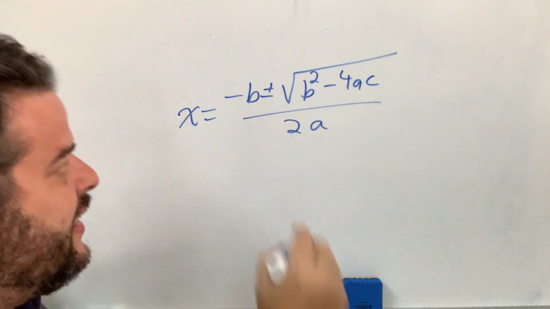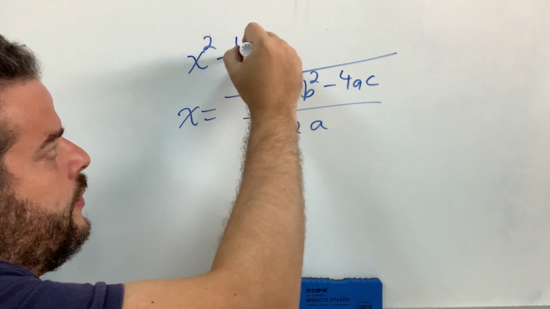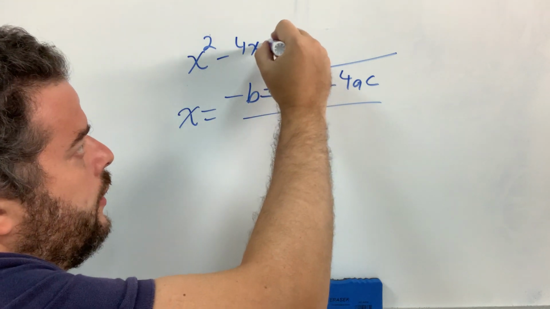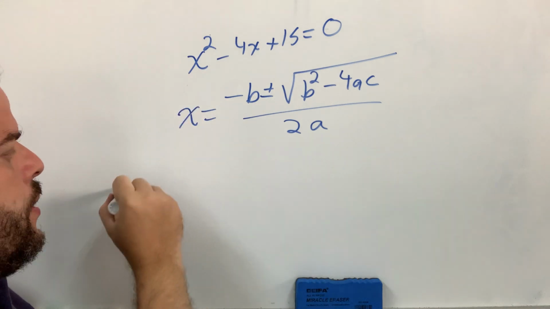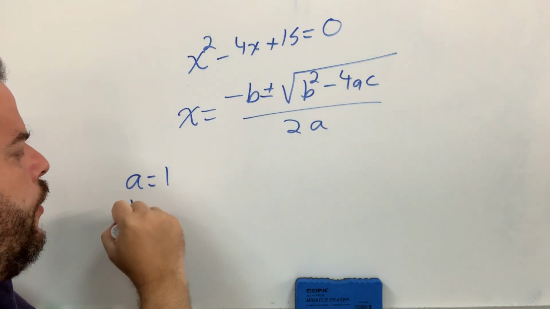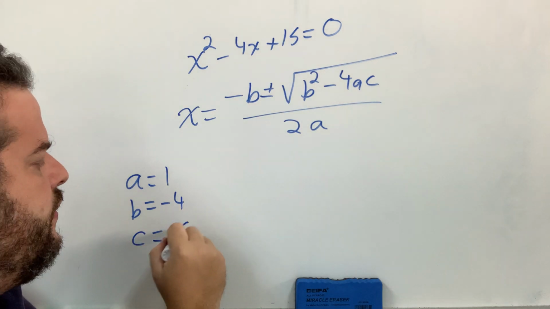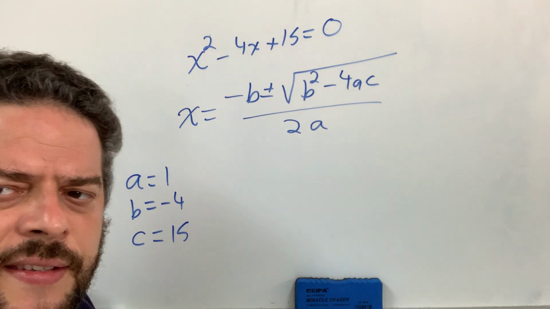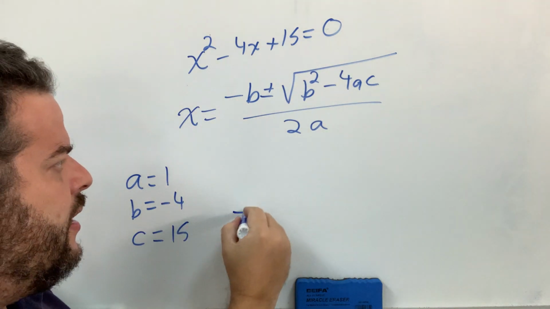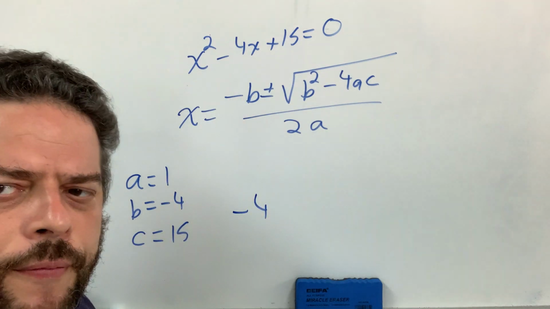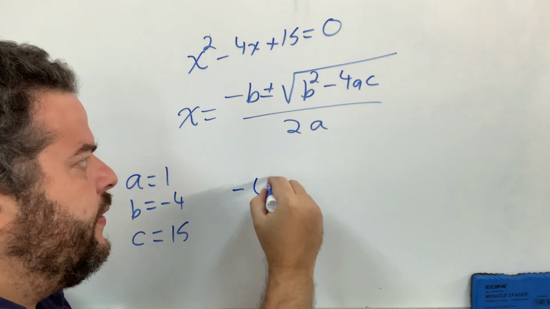Again, let's say I'm given the following equation. x squared minus 4x plus 15 equals 0. I know that my a is 1. I know that my b is -4. I know that my c is 15. Students always mess up with the signs, because some students say, oh, well, b is negative, I'm just going to put a -4 up front. That's incorrect. You'll see what happens again when we put the parentheses.